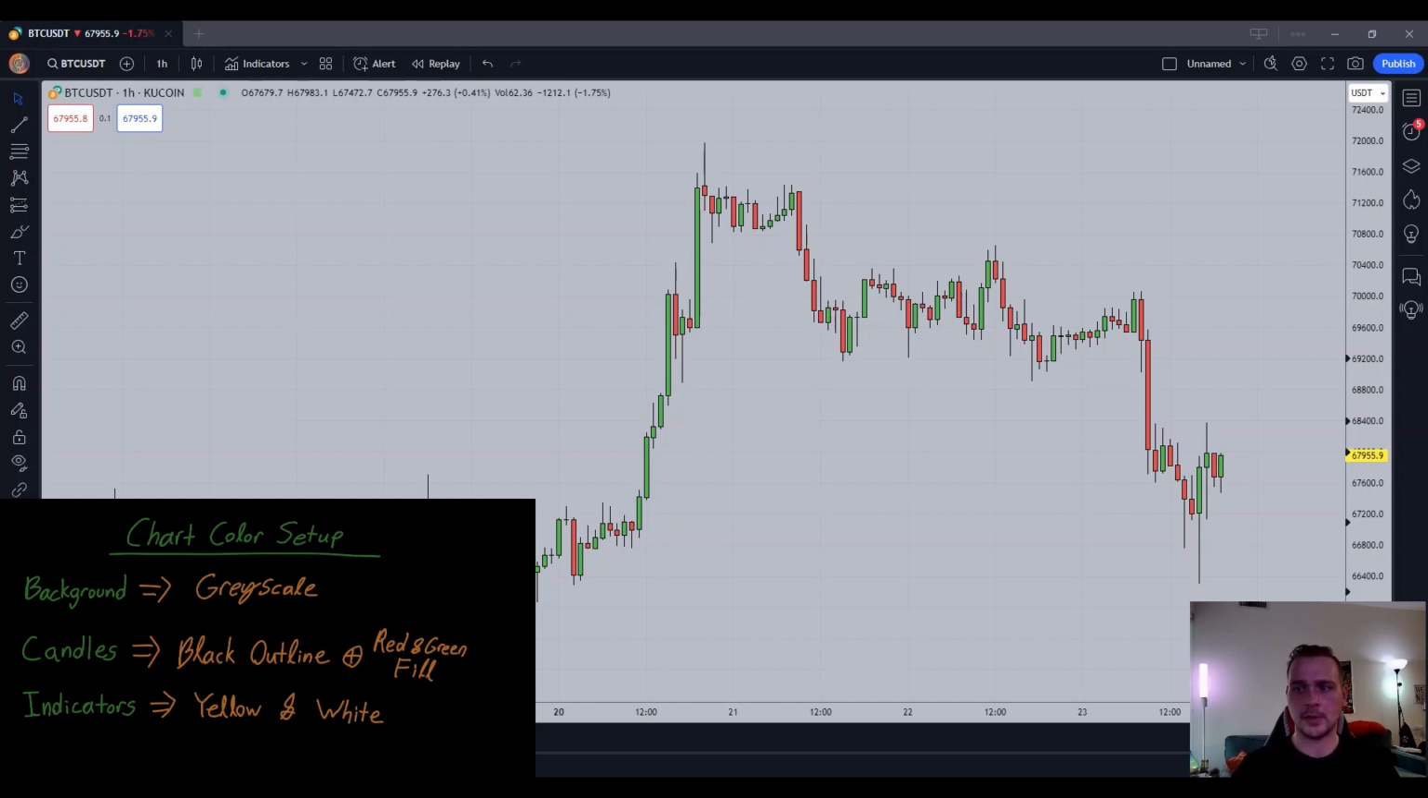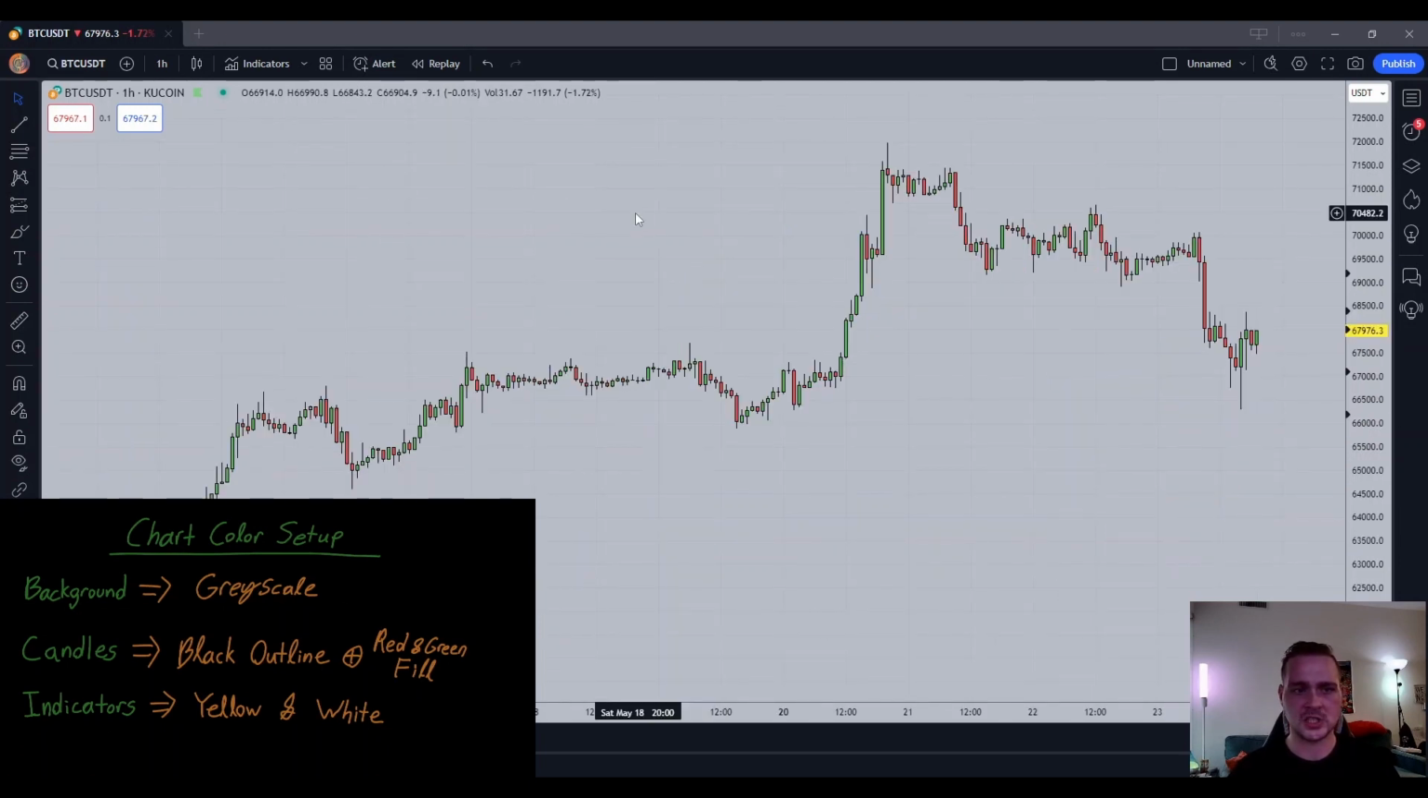So before we talk about the indicators, I'm going to talk about the chart view color theme and how you should set it for the best results. By setting your background to grayscale, it's a natural base color that's easy to see, and it provides a certain contrast between the candles and the background that you don't quite get with other colors.